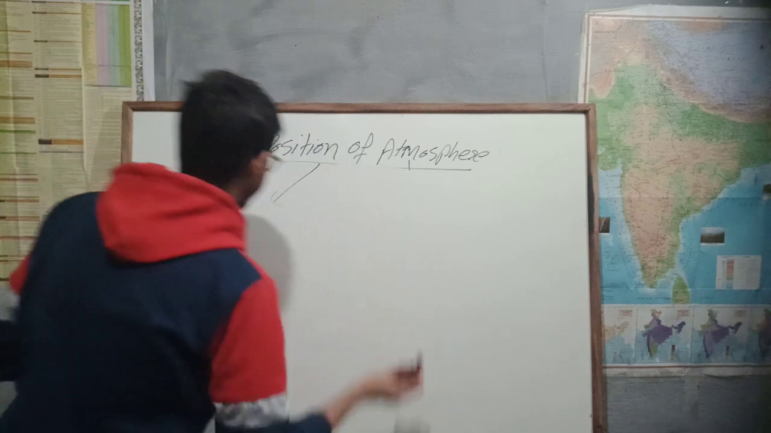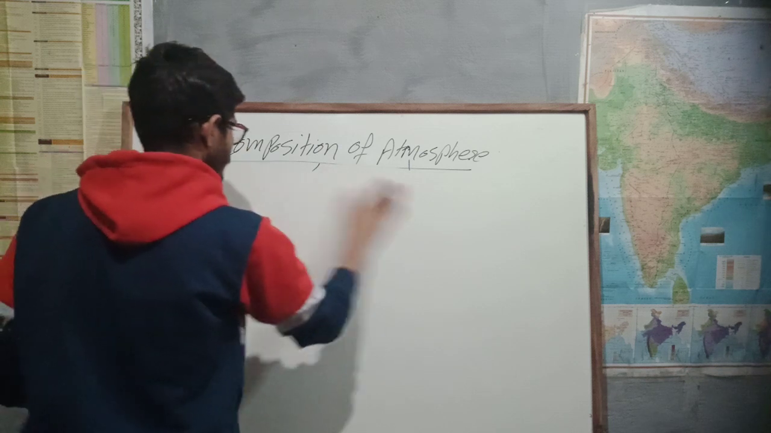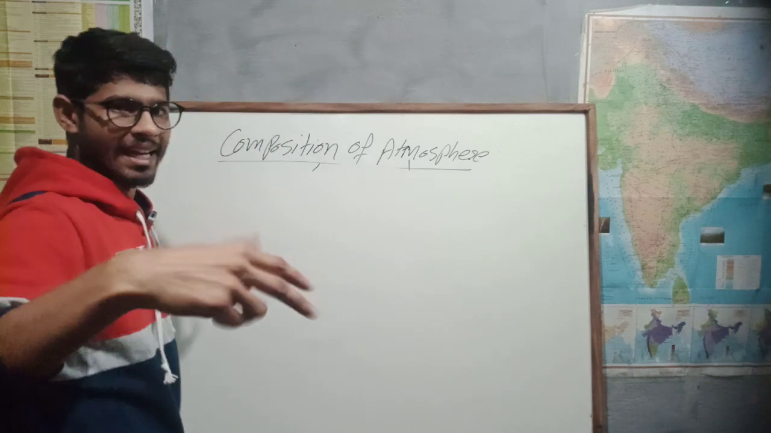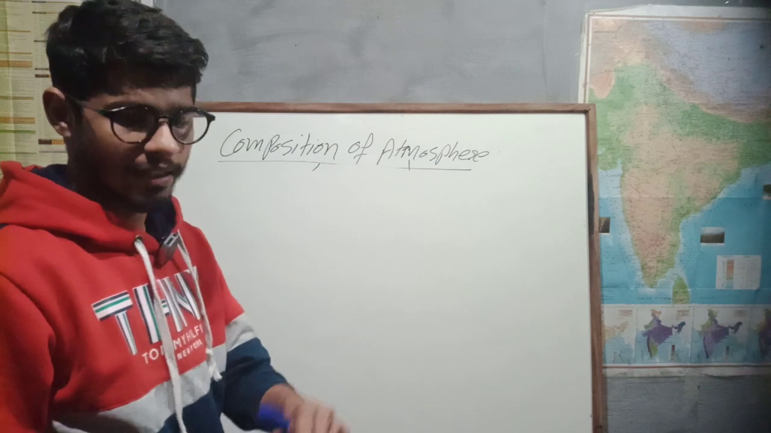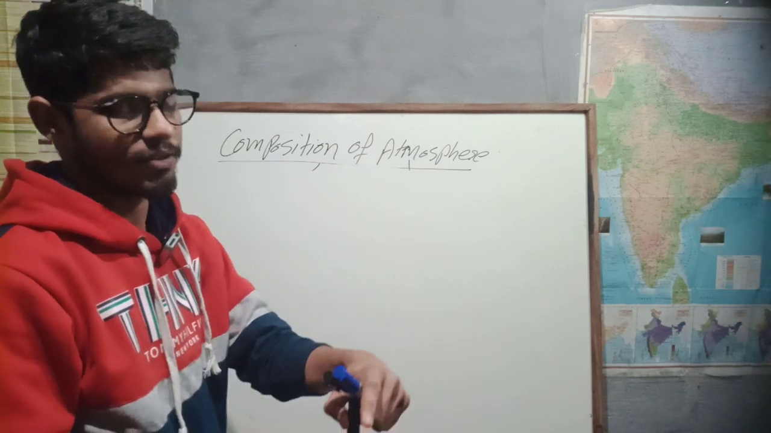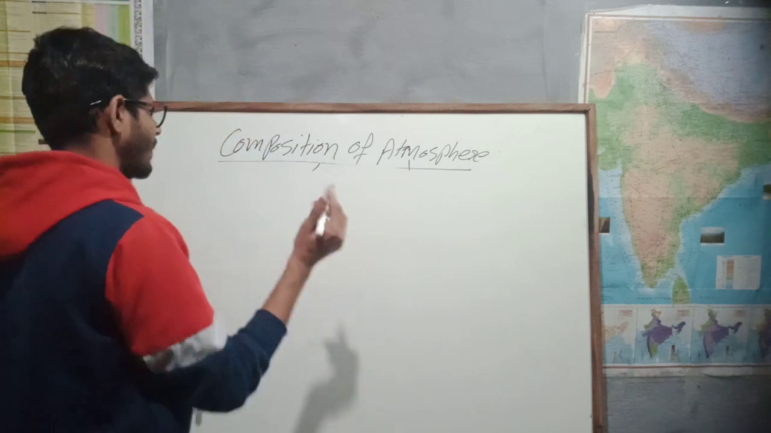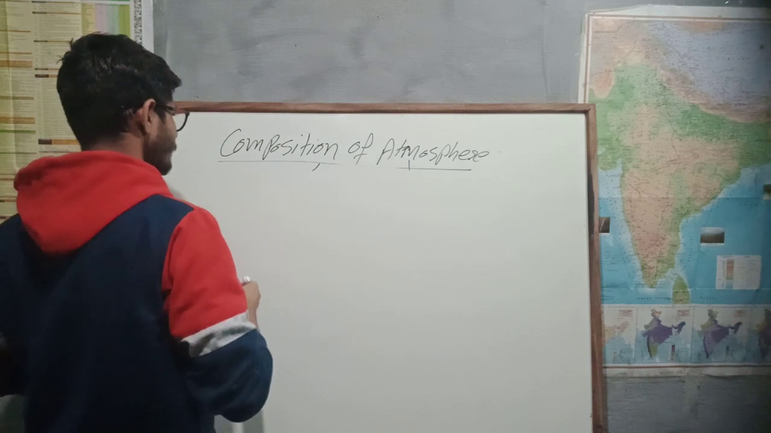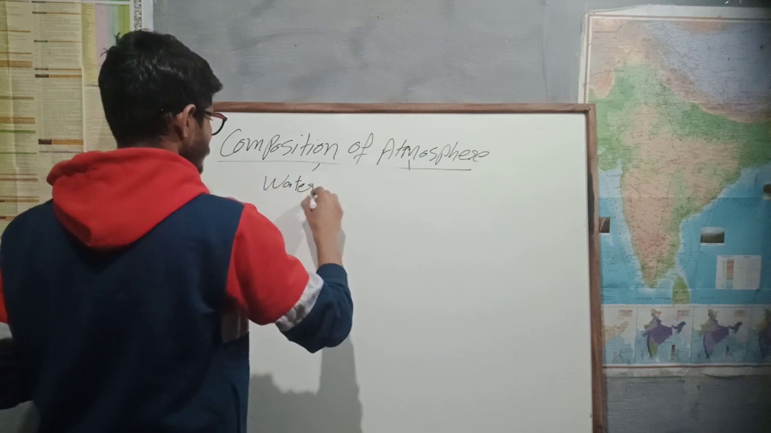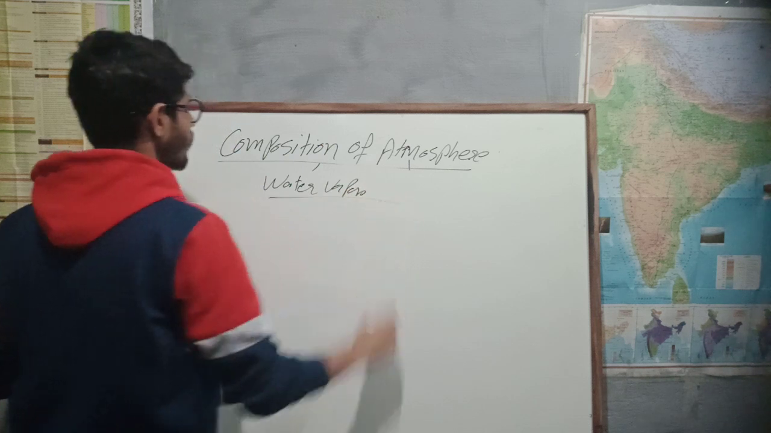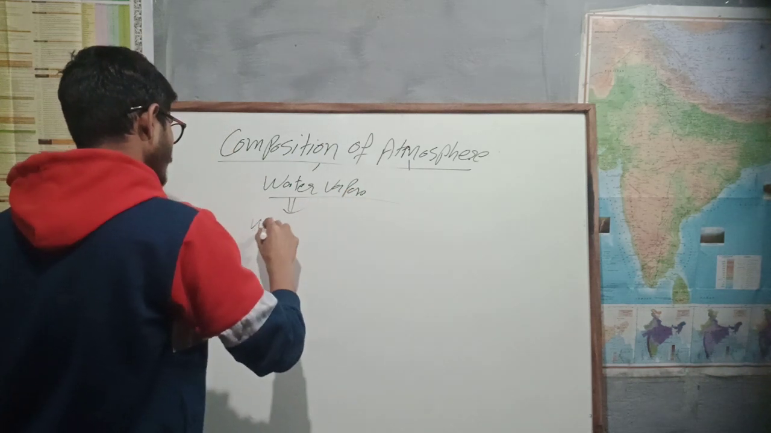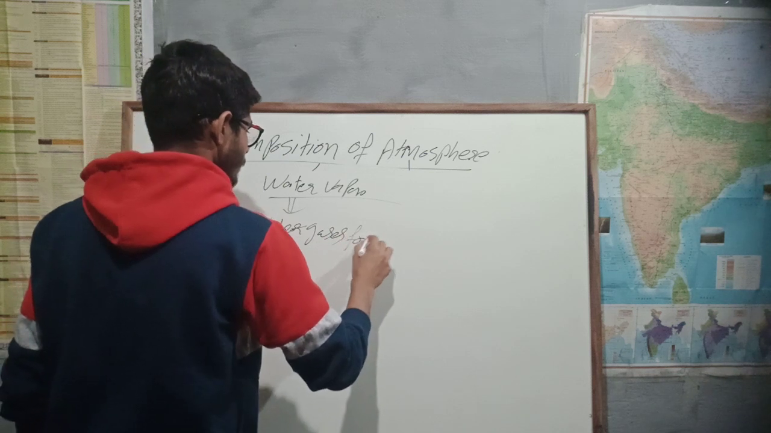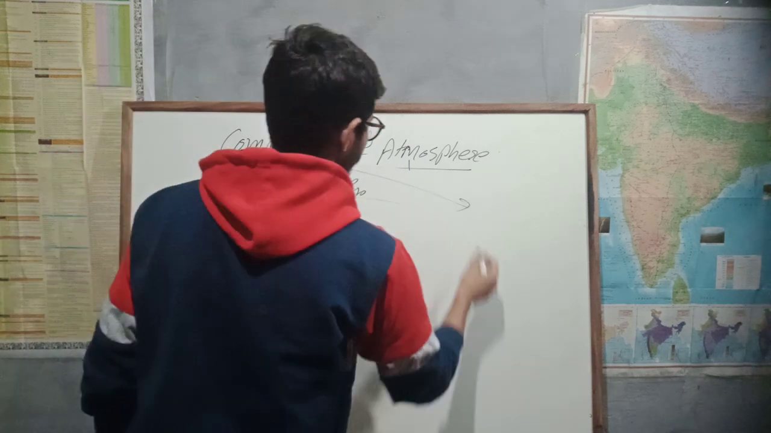In addition to the gases we have discussed, like oxygen, nitrogen, carbon dioxide, and these noble gases, we have two more gases. What are these? Water vapor. What is water vapor? It is water in gaseous form. This is the first. The second one is dust particles.